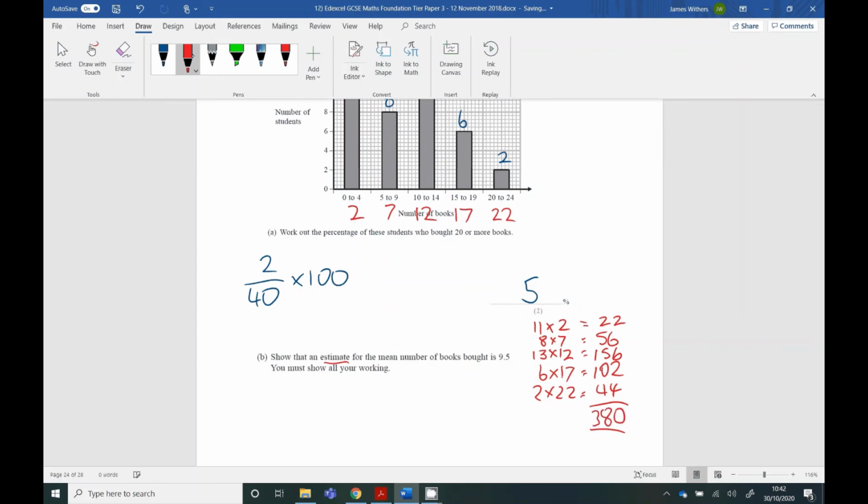Now that's 380 books we've estimated being bought across the 40 students. So how many books is that per student? Do 380 divided by 40. And we do indeed get 9.5 books, which is what we were asked to show.